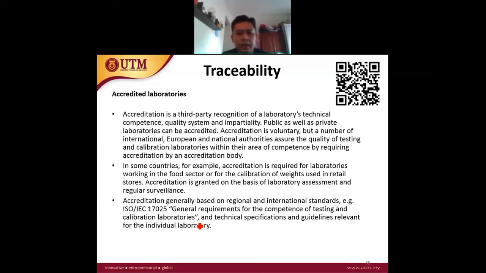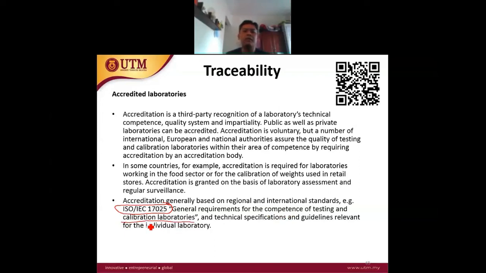This accreditation can cover many aspects of the industry, like food and retail. The accreditation will follow a certain standard, for example ISO/IEC 17025, the requirements for the competence of testing and calibration laboratories.